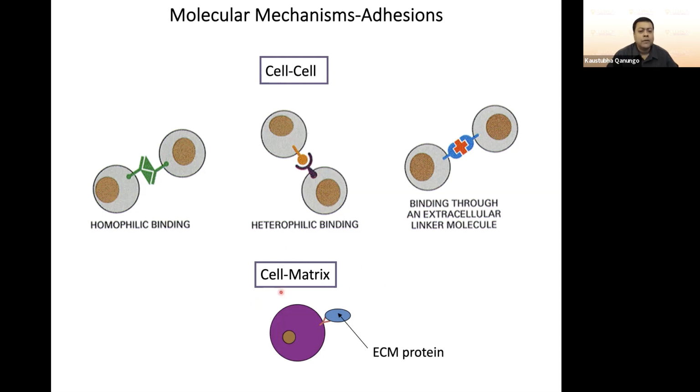Now, when we talk about cell to matrix, if you have a matrix protein that is binding to the cell, this will always be a heterophilic binding as well. And there is another type of binding, where you may have some homophilic cell adhesion molecules on the cell surface, on the plasma membrane, and there is a soluble molecule in the extracellular matrix that can aid in binding of the two cells. We're not going to talk about that. This is a particularly rare and very special case. So let's see what these are.